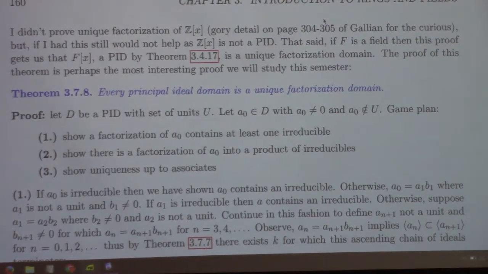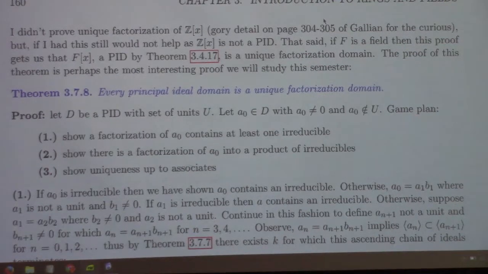So here it is. We let D be a PID with a set of units U. We pick something in it that's non-zero, right? Our goal is to show that it has a unique factorization into a product of irreducibles, up to reordering. So there are 3 steps to the proof. Number 1 is to show that there is a factorization of a naught which contains at least one irreducible. Number 2, show that there's a factorization into a product of irreducibles. And then number 3, show uniqueness up to associates.